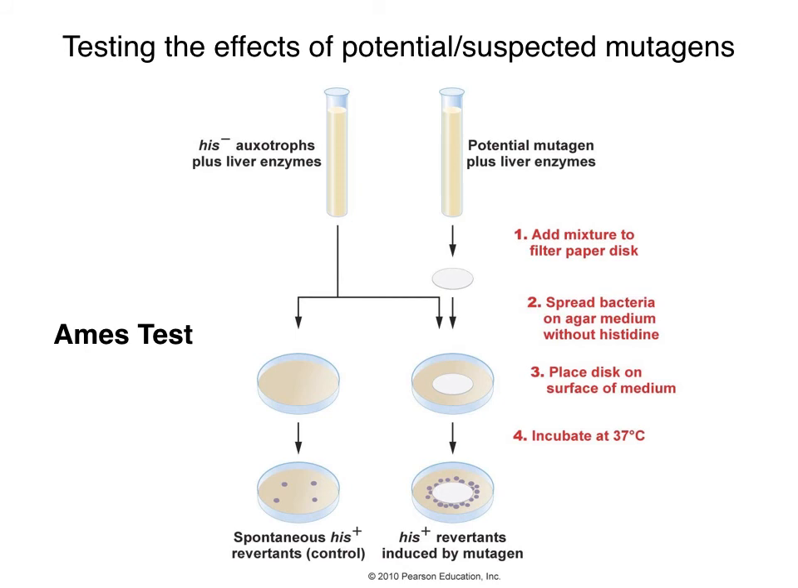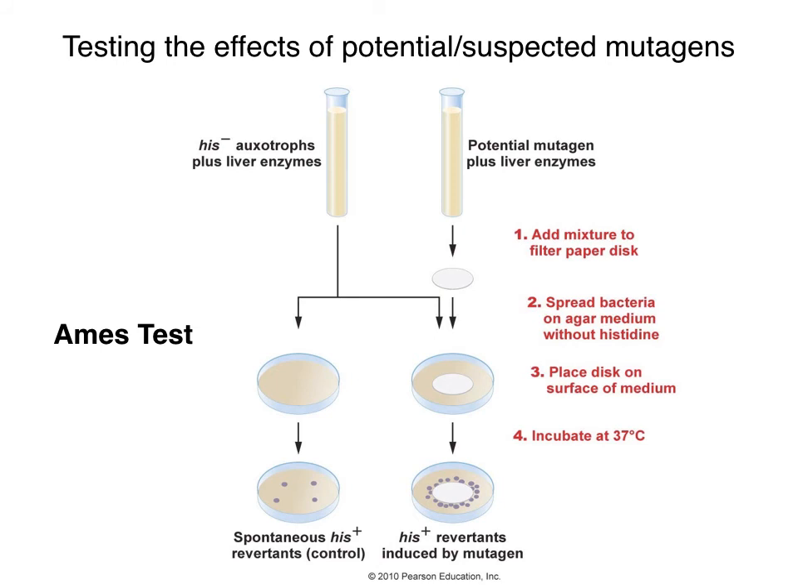Now on the right side, what we have is a paper disc that we set in the middle of this plate where we're growing all of these bacteria. And this disc has some mixture of whatever the mutagen is. Maybe it's Roundup. Maybe it's Kool-Aid. I don't know. It's something that somebody is worried might cause mutations, okay? And so you soak this disc in it, you set the disc on the plate, and then you spread a bunch of those bacteria around.